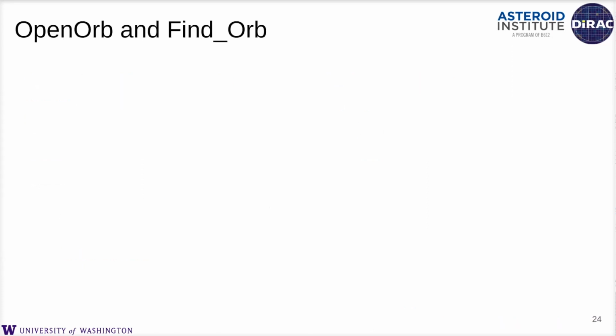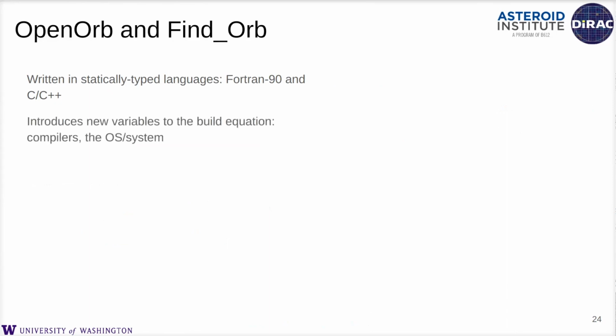Let's talk about OpenOrb and FindOrb. And now things get a little bit more heady and more unfortunate. A couple of details to understand. These are codes written in statically typed languages, so Fortran 90 and C and C++ respectively for OpenOrb and FindOrb. That introduces a whole new set of variables to your build equation. That means now the compiler matters, the system on which you're building matters, and the system level dependencies also matter. And that makes it a whole lot more complicated to deliver this as a Conda installable package, right?